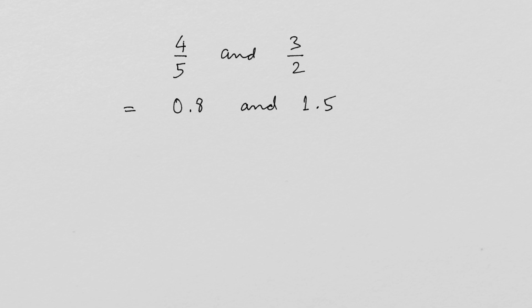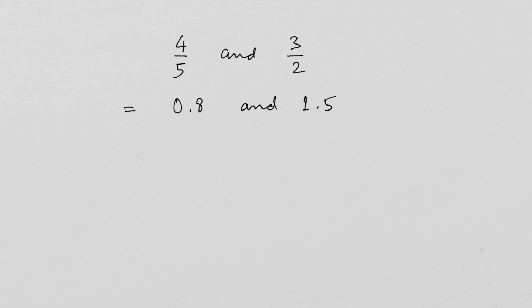There can be numerous methods to find numbers between two given numbers. For example, we have one number as 4 by 5 and another number 3 by 2. In this method, we will write the decimal form of the given numbers. To change into decimal form, 4 by 5 can be written as 0.8 and 3 by 2 is 1.5. If you do the long division method, you will find these answers.